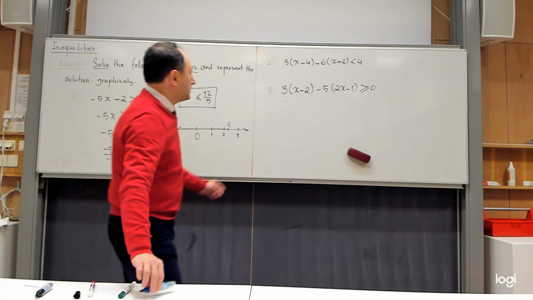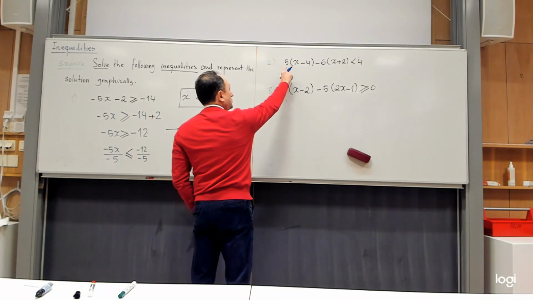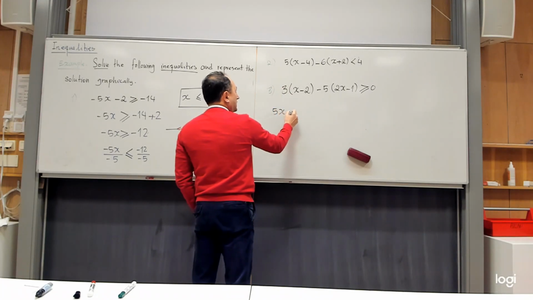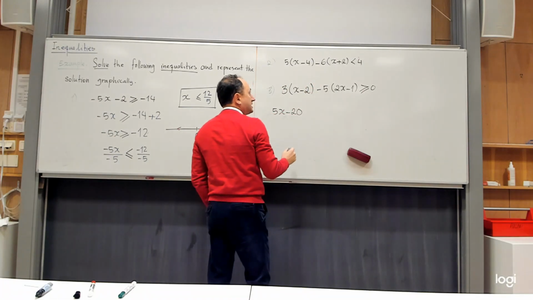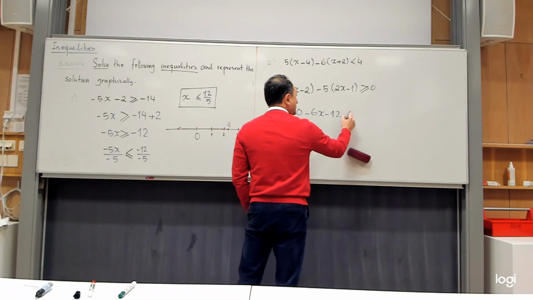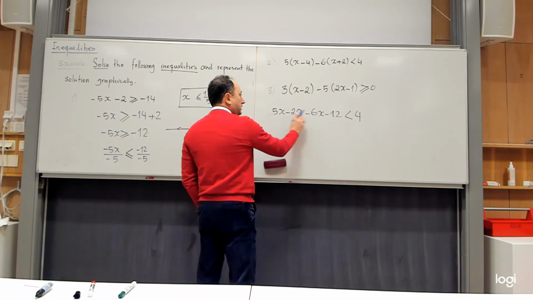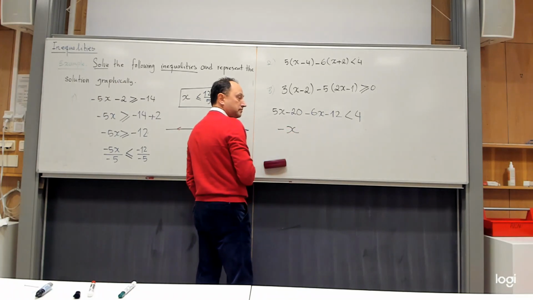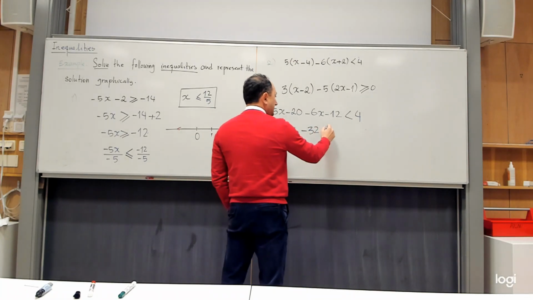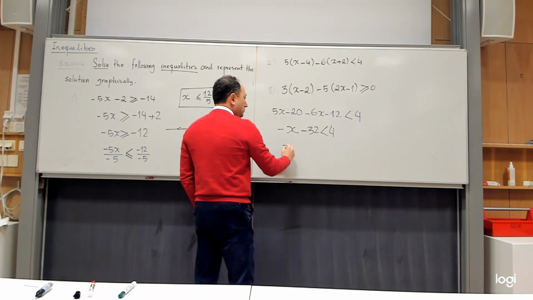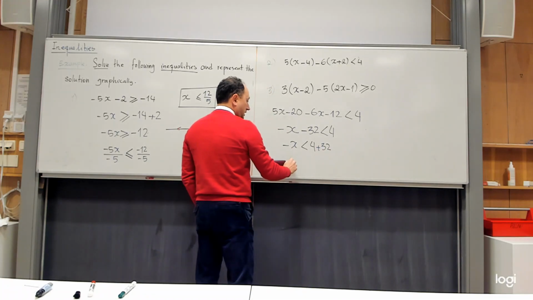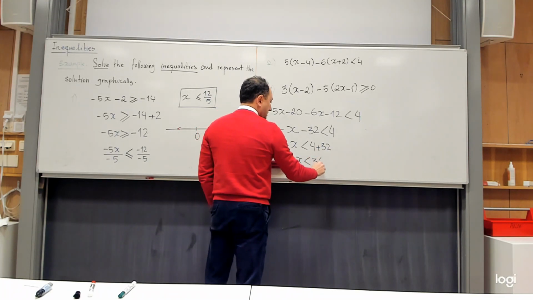So if you want to solve the first inequality, what you are supposed to do, you have to simplify, exactly like equalities. So I multiply, it becomes 5x minus 20. I multiply minus 6 inside, so it becomes minus 6x minus 12 is less than 4. 5x minus 6x is minus x. Minus 20 minus 12 is minus 32 is less than 4. I move minus 32 to the other side, it becomes 4 plus 32. It becomes minus x is less than 36.